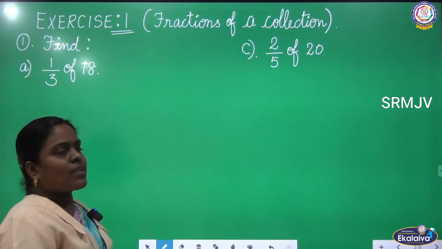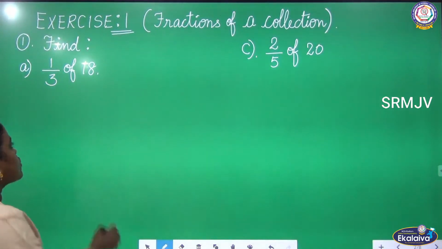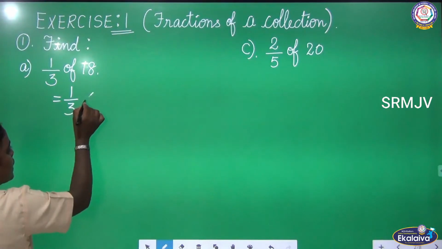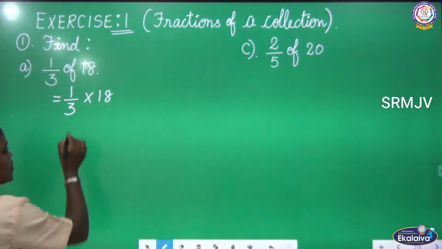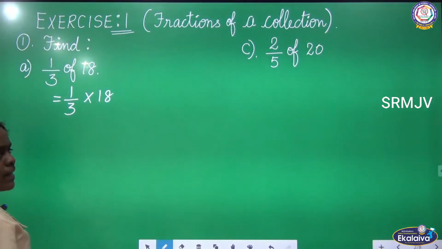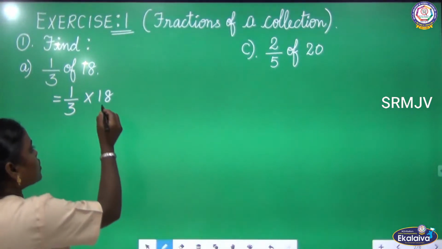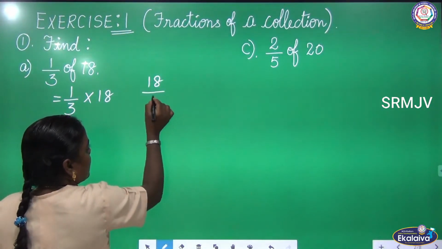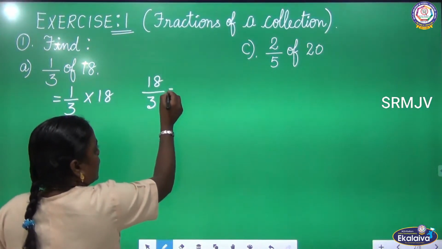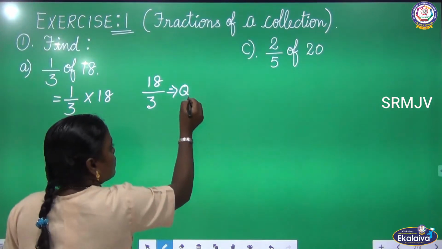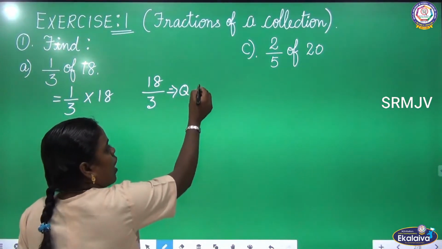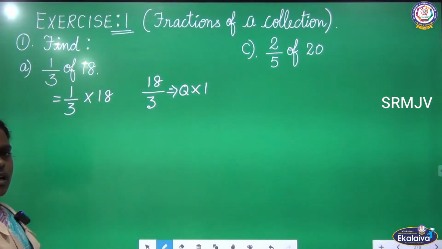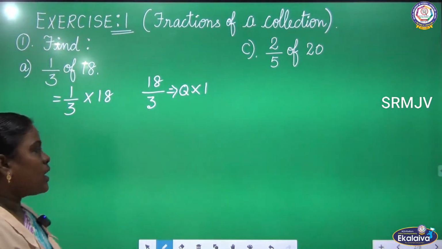To find out the fraction of collection, you have to multiply the given fraction by a number. So 1 by 3 into 18. Here we have to divide a number by 3. 18 divided by 3, we will get a quotient. With the quotient, you have to multiply the numerator so that you can find out the answer. Let us do the sum.